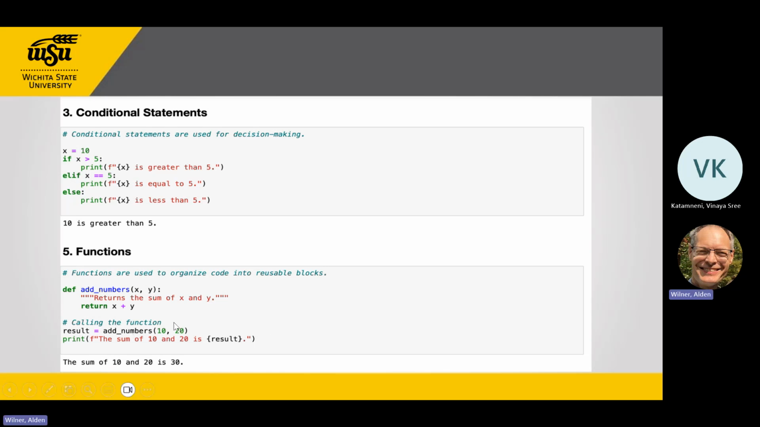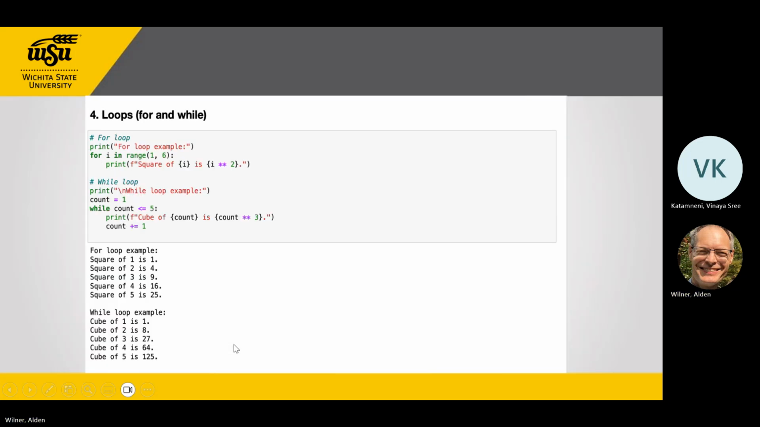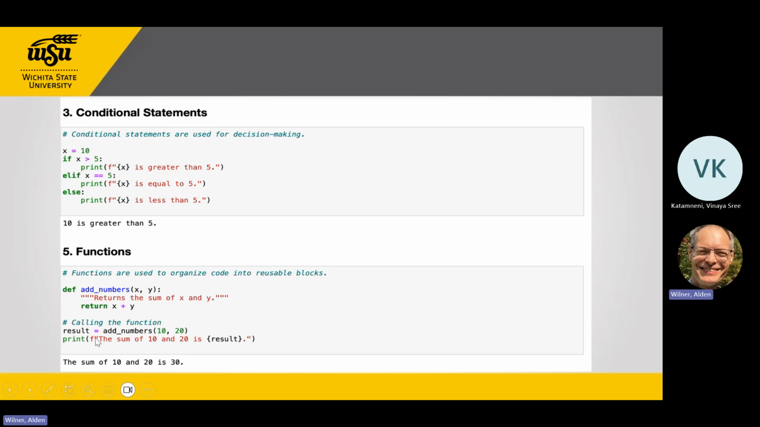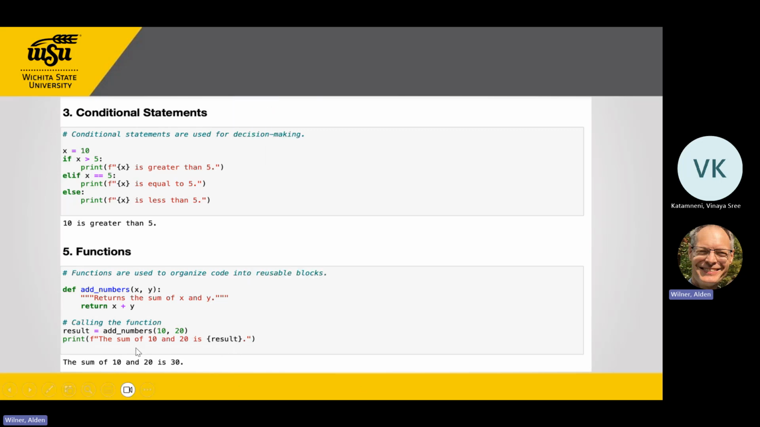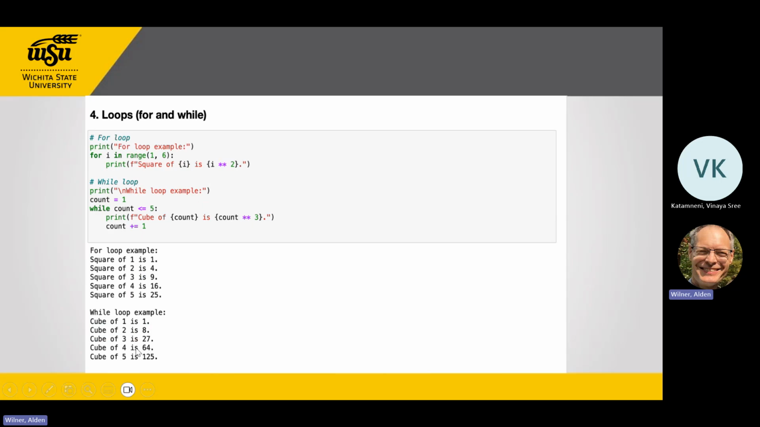Again, result equals add_numbers(10, 20), and then we print the result, right? And we could also say print f, the sum of 10 and 20 is, and then here we could put in add_numbers(10, 20). Actually, we'd put end quote and then add that. So we can actually call the function in the print statement too. If we want to maintain the value for later, we have to set it outside there.